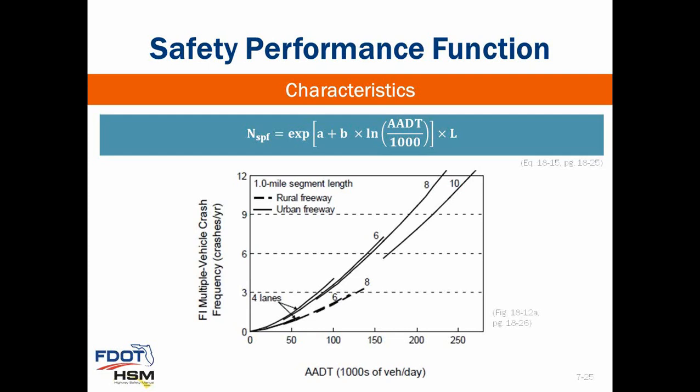The SPF for freeway segments predicts an increase in crash frequency as traffic volume increases. For a given volume, the model predicts fewer crashes when the area type is rural as compared to urban. The model also predicts fewer crashes when the number of lanes is increased. In other words, more lanes equal fewer crashes.